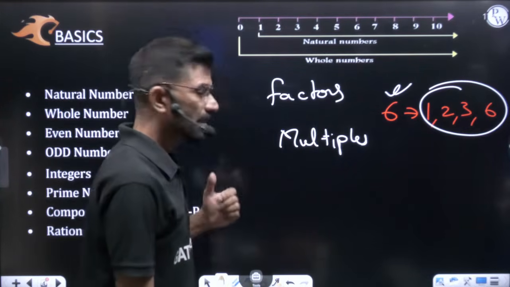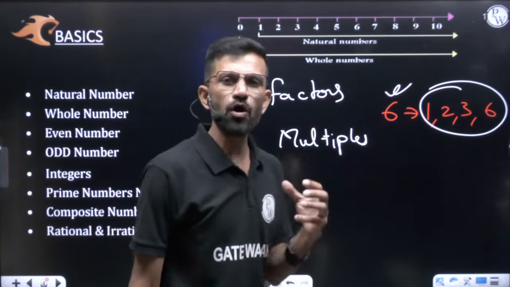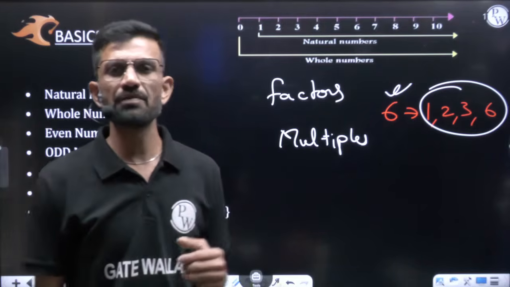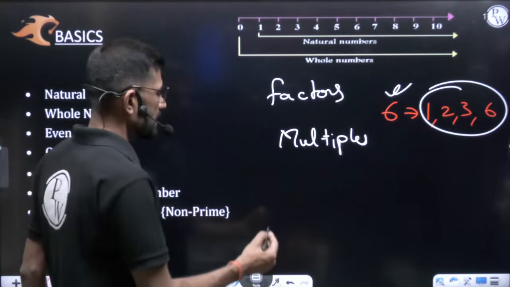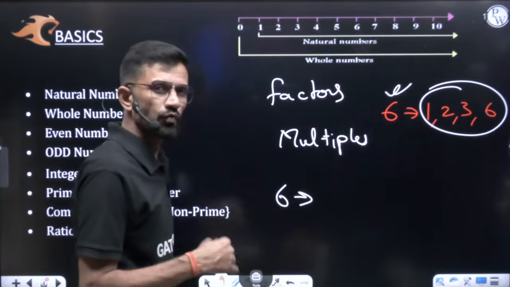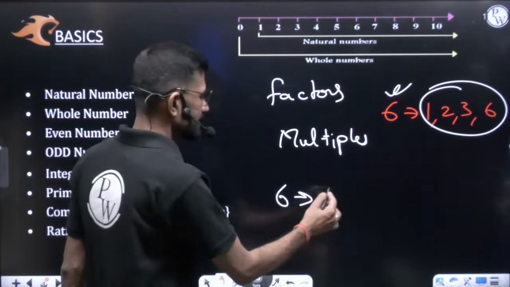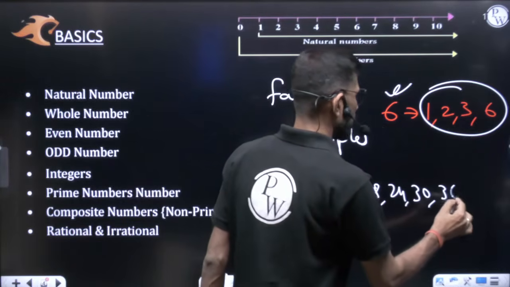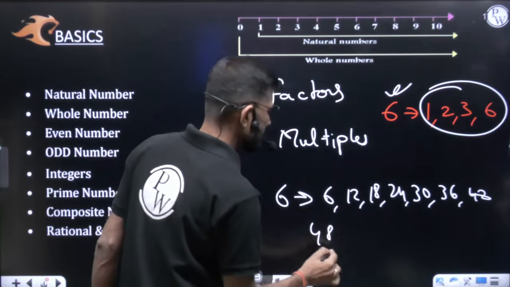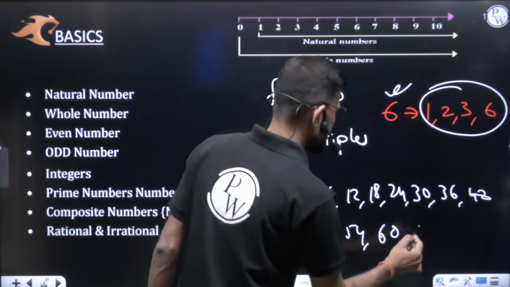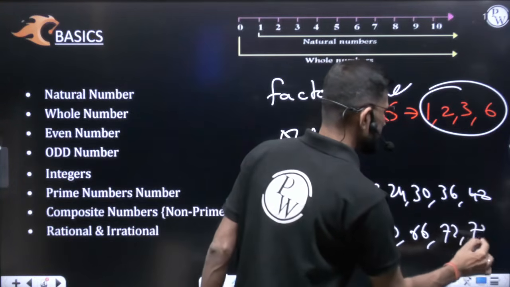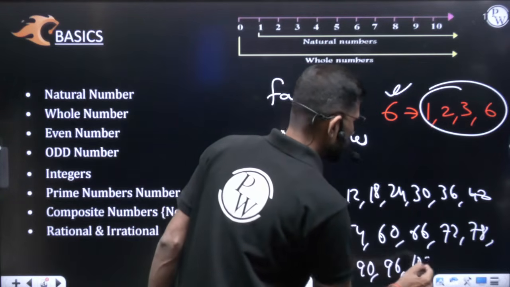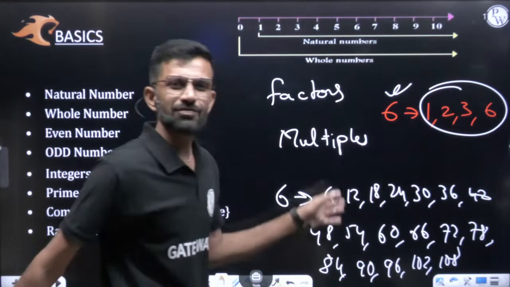Now multiples. What are multiples? Multiples are all those numbers which come in the table of the given number. Like if I ask, what are the multiples of 6? What all numbers come in the 6 table? It is 6, 12, 18, 24, 30, 36, 42, 48, 54, 60, 66, 72, 78, 84, 90, 96, 102, 108. If you go on saying, my dear friend, this will go on.